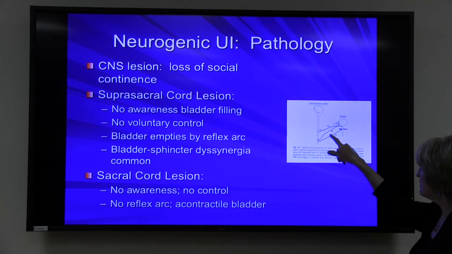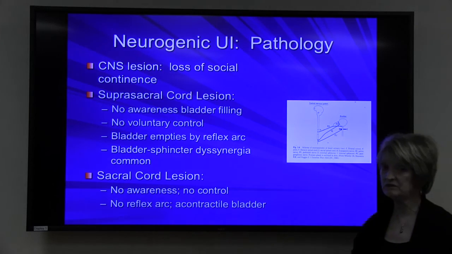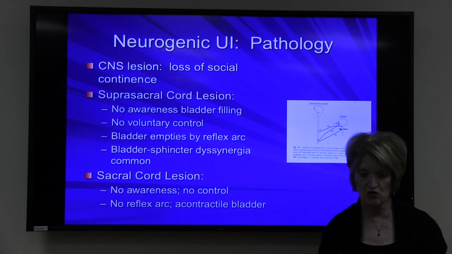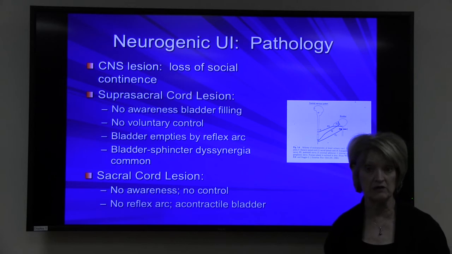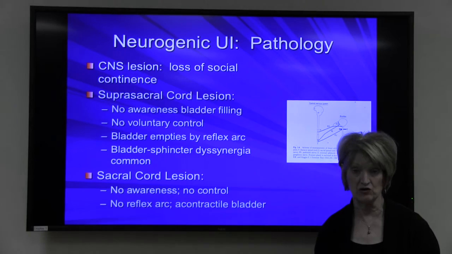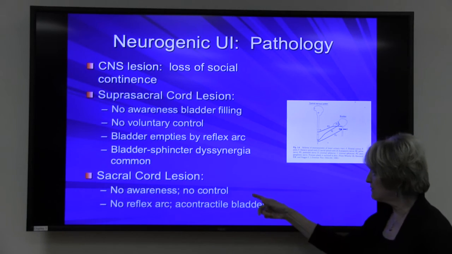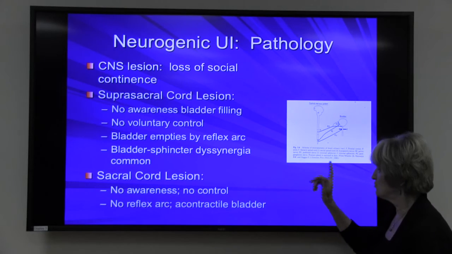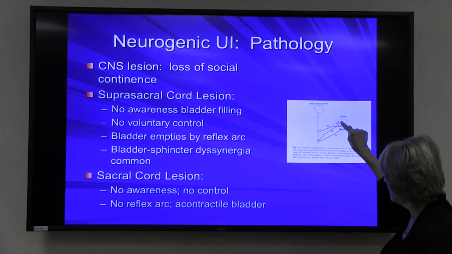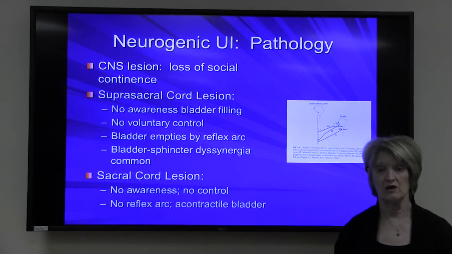Sacral cord lesions, very low level lesions. These are your patients who might have a spinal cord injury or MS, but they're ambulatory with braces. However, they have a lot of problems with bladder control. And look what happens here. They have no awareness and no control. It's even more serious than that because you've come beyond this point, you've knocked out the reflex arc.